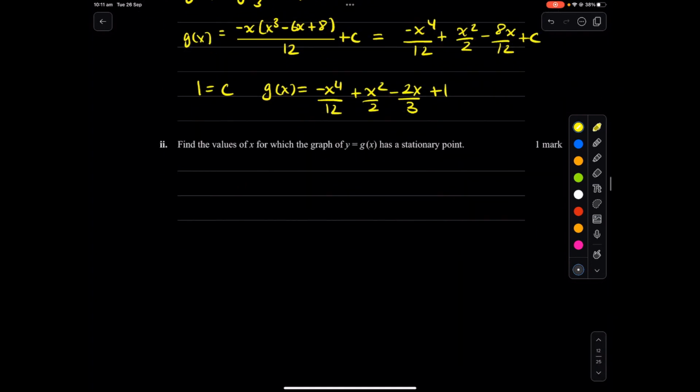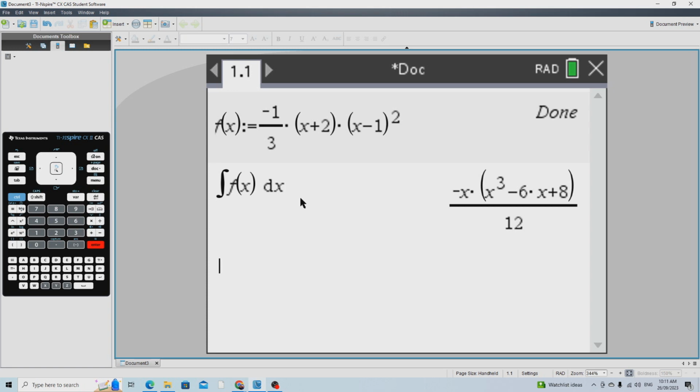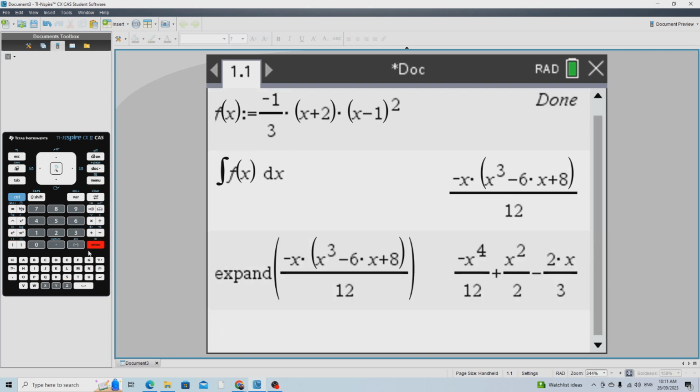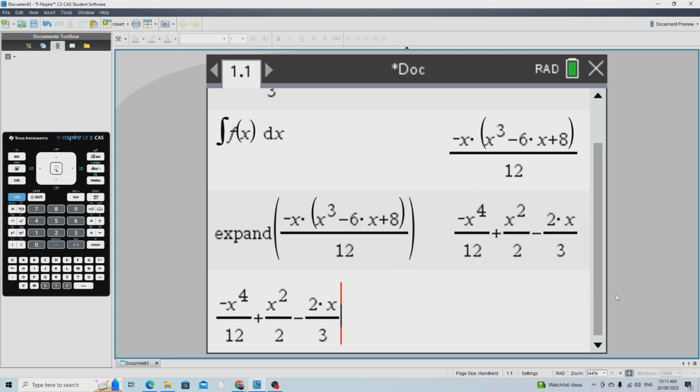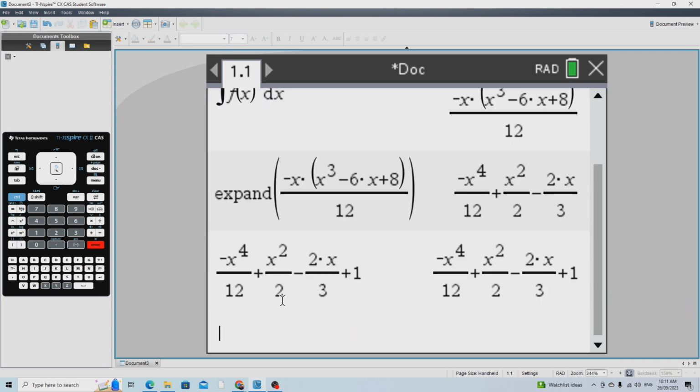Find the values of x for which the graph of g of x has a stationary point. Very nice and easy. Let's define g of x. We know that g of x is what's written over here. I'm going to expand this and plus 1 on it, and then say that's g of x as defined by this.